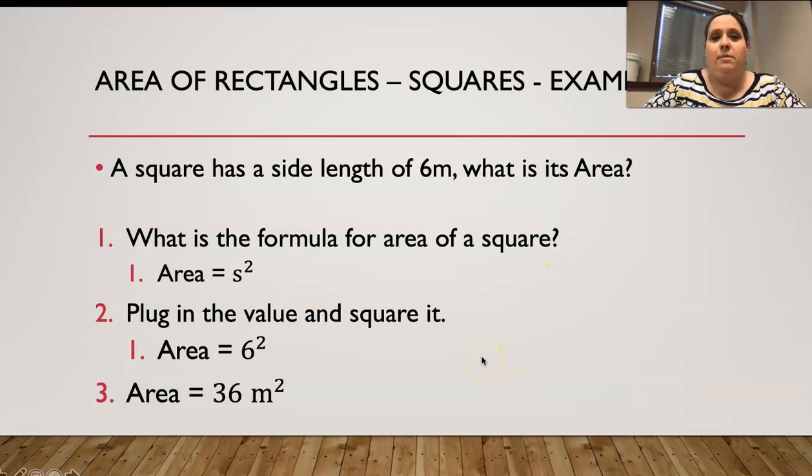So this is just an example. A square has a side length of 6 meters. What is its area? So we got to know what the formula is. We plug in our 6 and we square it, and it's 36 meters squared, or square meters.